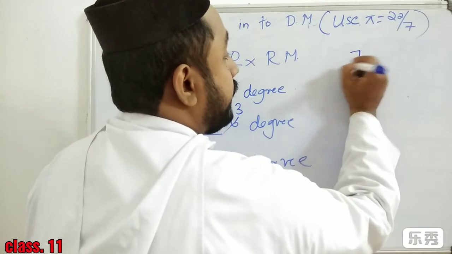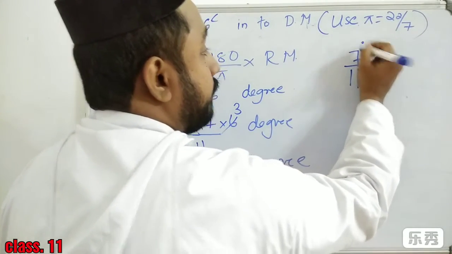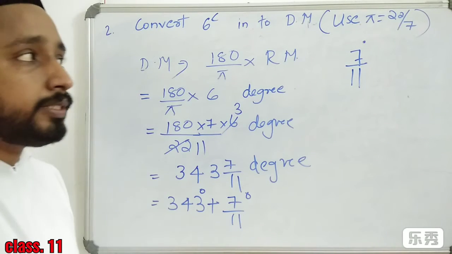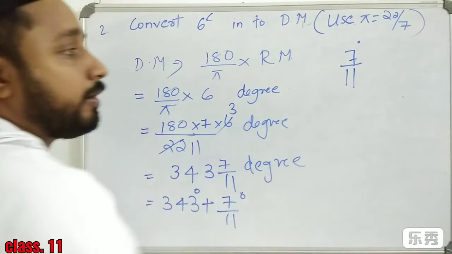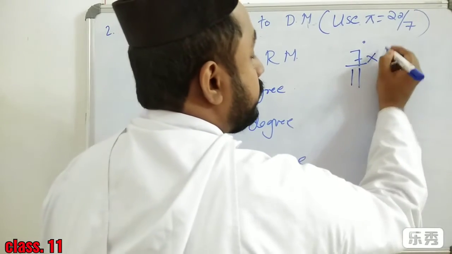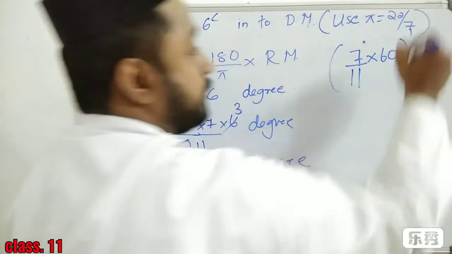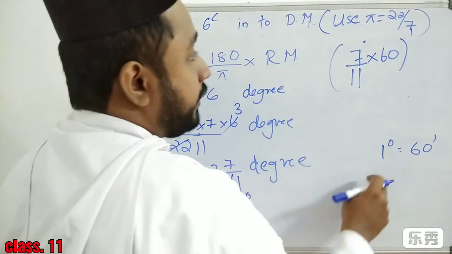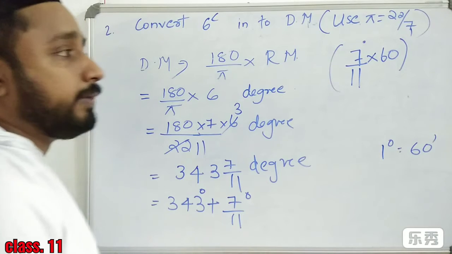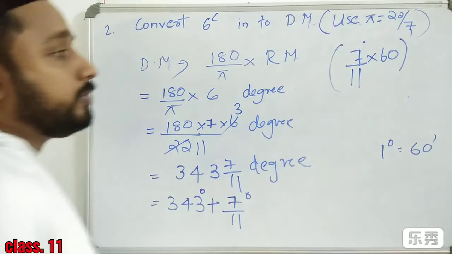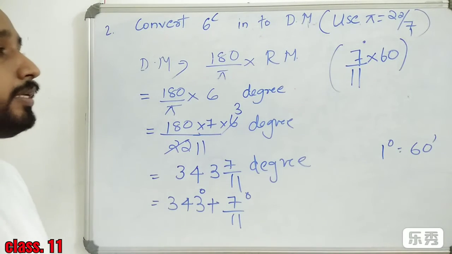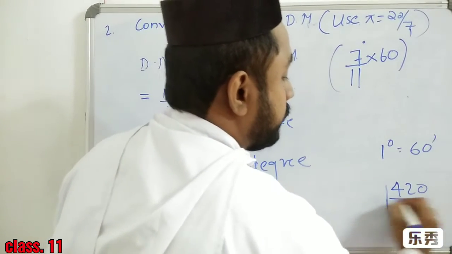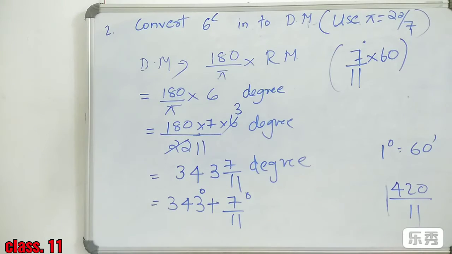7 by 11 degree means we can change this degree into minutes. How can we change the degree into minutes? 1 degree is 60 minutes. So 7 by 11 degree means 7 by 11 into 60 minutes. Therefore 7 by 11 degree means 7 by 11 into 60 minutes, which is equal to 7 into 60 by 11. That is 420 divided by 11. We got 420 by 11.